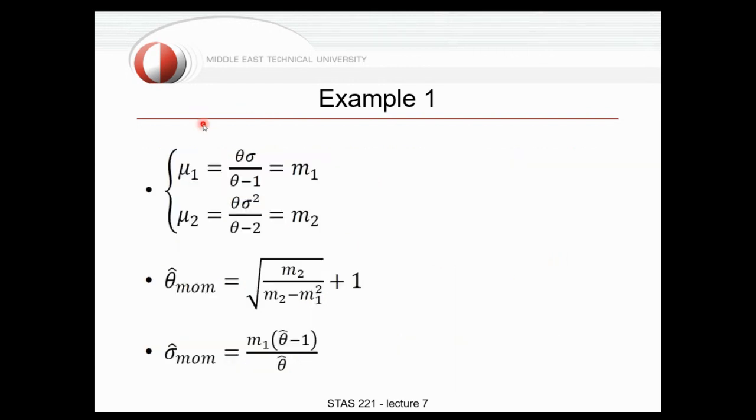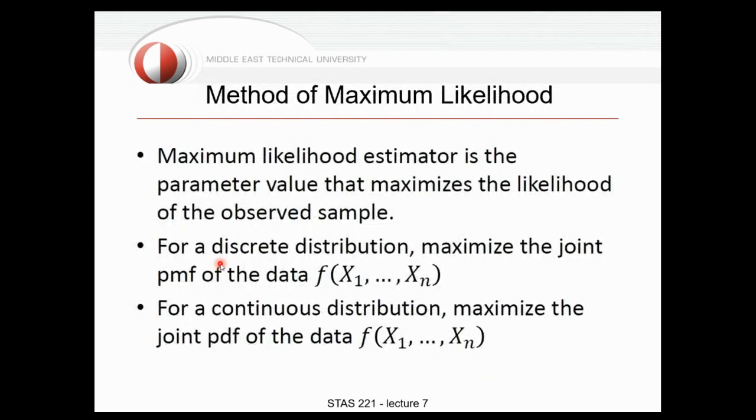So as soon as you find the answers for mu1 and mu2, you should make them equal to the sample ones, m1 and m2, and estimate theta and sigma in terms of m1 and m2, which we wrote here for you. Okay, so that was an example regarding the method of moments.